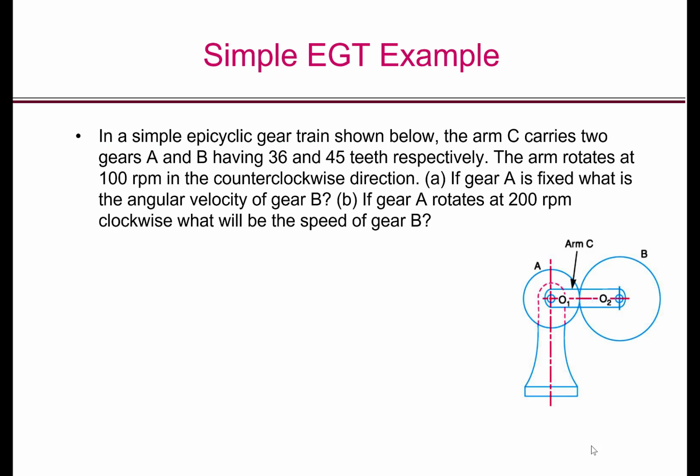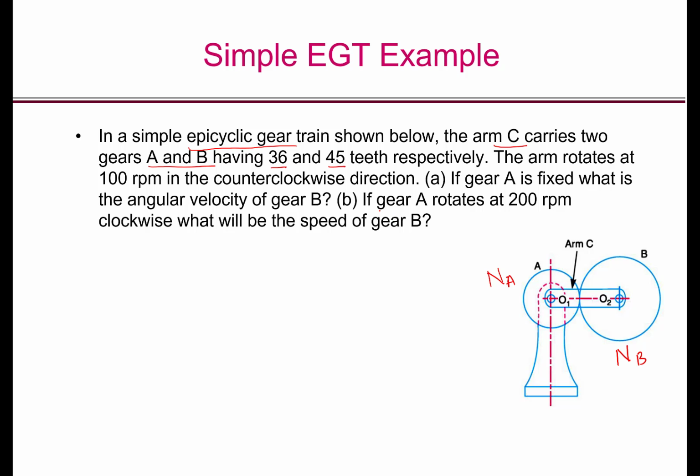Let us now delve into the analysis of epicyclic gear trains. We will first look at a simple epicyclic gear train. An example problem is given here. In a simple epicyclic gear train shown here, the arm C carries the 2 gears A and B. The number of teeth on gear A is denoted by NA, number of teeth on gear B is denoted by NB, and NA is equal to 36 and NB equal to 45. The arm rotates at 100 RPM in the clockwise direction. If gear A is fixed, what is the angular velocity of gear B?